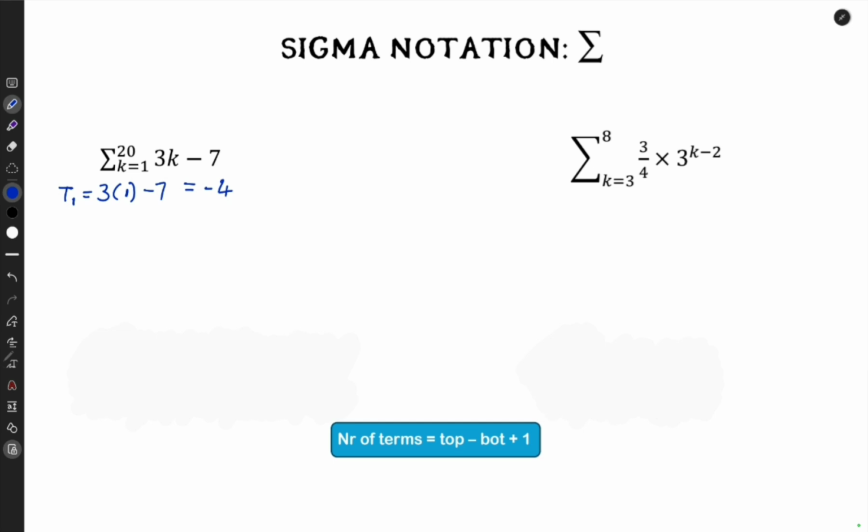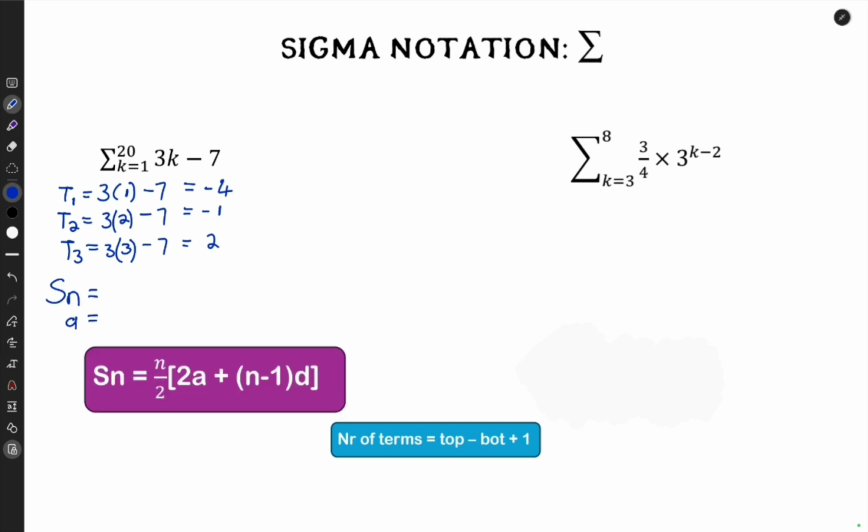Now, in sigma, I start with the bottom number, and then I just take the next integer. So if I start with 1, then to get the second term, I'm just going to sub in a 2. And to get the third term, I'm just going to sub in a 3. Okay, so that means the second term in the sequence is minus 1, and the third term in the sequence is a 2. And there I have a pattern. So I can see this is an arithmetic sequence, minus 4, minus 1, and 2. So I'm adding a constant value of 3 every time.